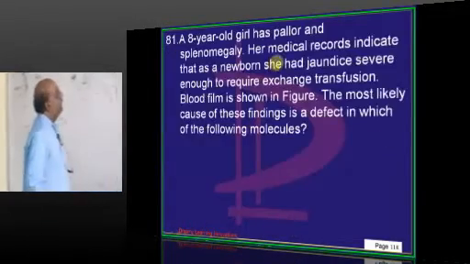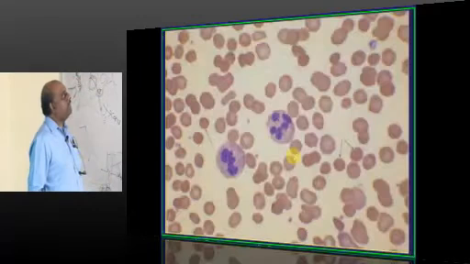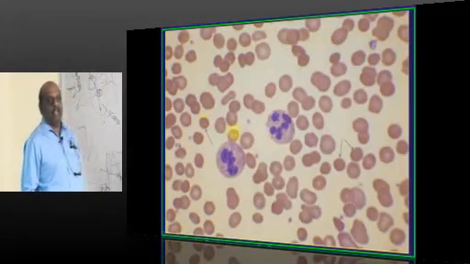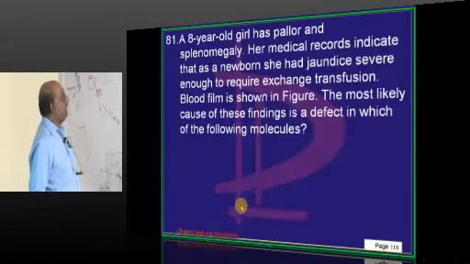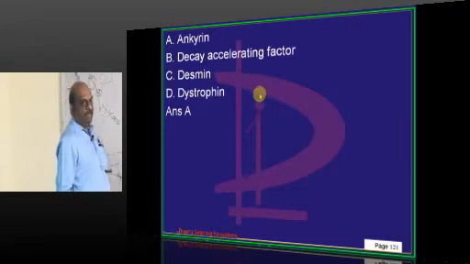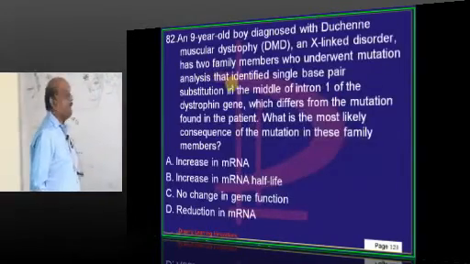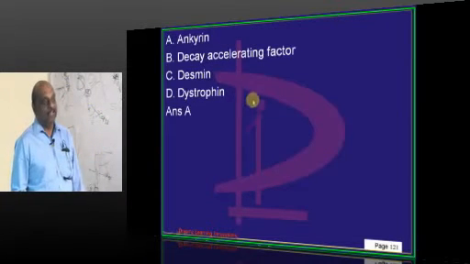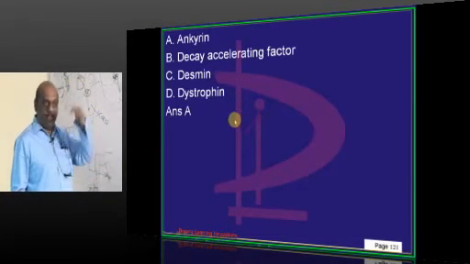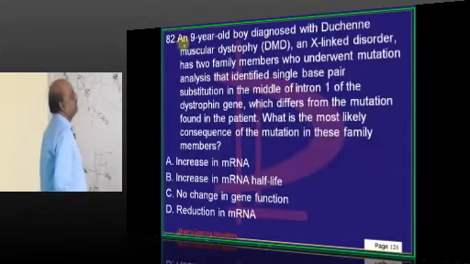Then doctor, an 8-year-old has splenomegaly, required exchange transfusion, and a blood film was taken. What is it showing? Spherocytes, hereditary spherocytosis. And what is the underlying problem? A defect in ankyrin. Sometimes the examiner will give one of the options as spectrin, so you need to be careful among the various structural proteins of the RBC membrane. The most commonly involved protein is ankyrin in hereditary spherocytosis.